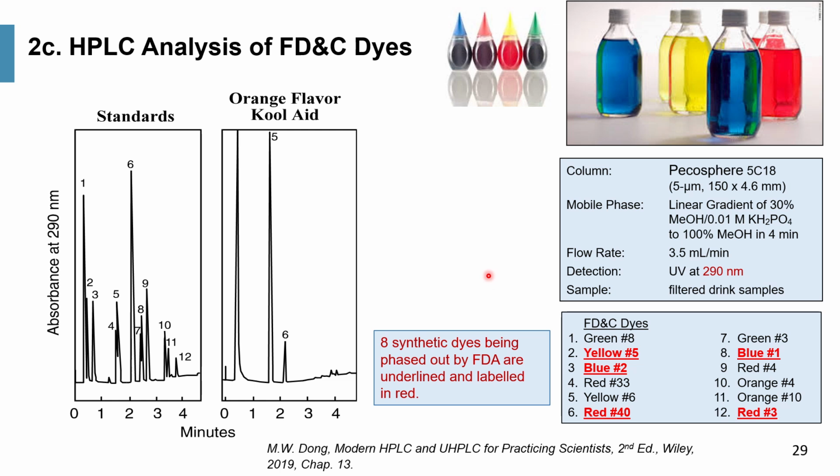The detection wavelength for all the dyes actually is at 290 because it's a common wavelength that allows you to detect all types of dye. And you can make it very specific by tuning your detector to the visible region. It's better to have a detector which has a tungsten lamp to give you high sensitivity if that is important.